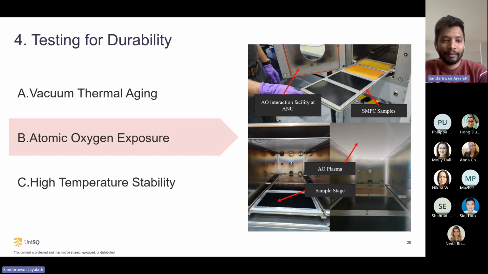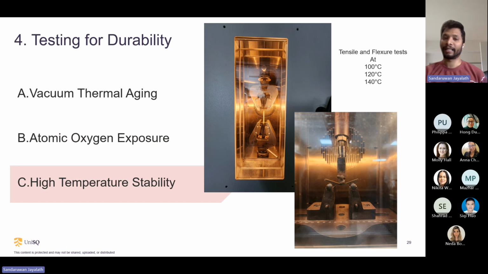And lastly, we did a high temperature stability test, testing their tensile and fracture properties at 100, 120 and 140 degrees. Apart from that, I have done a creep test, and we are going to do a cryogenic temperature aging test next week. Hopefully, those results will be added into this durability test as well.